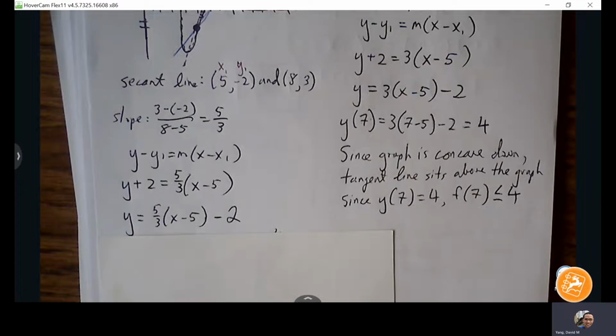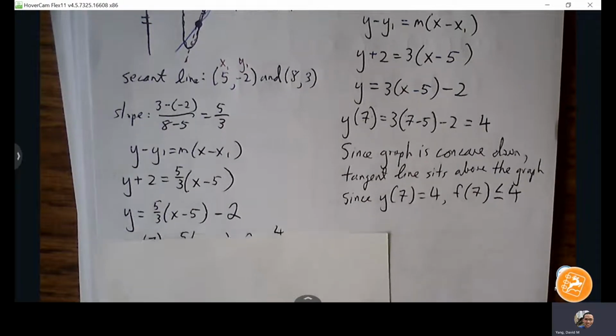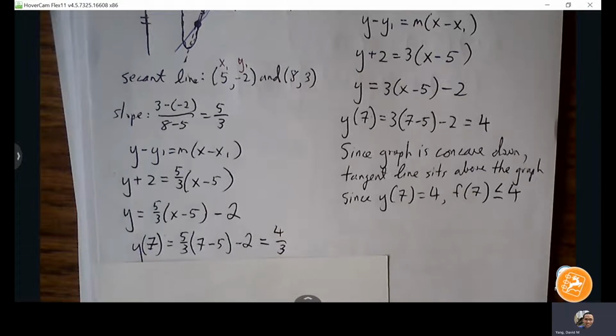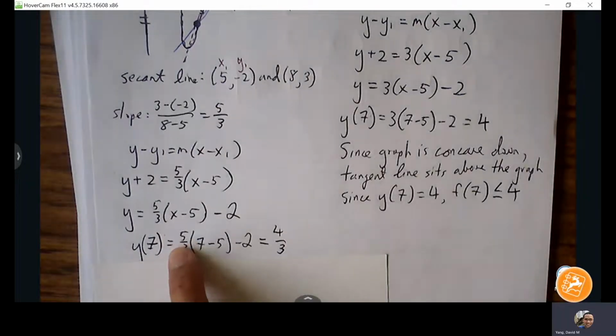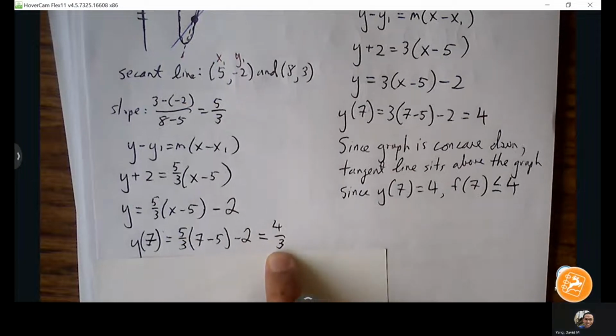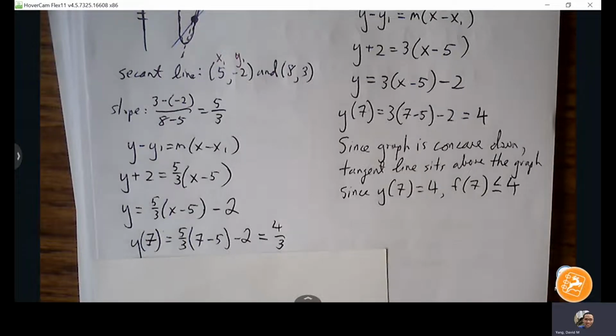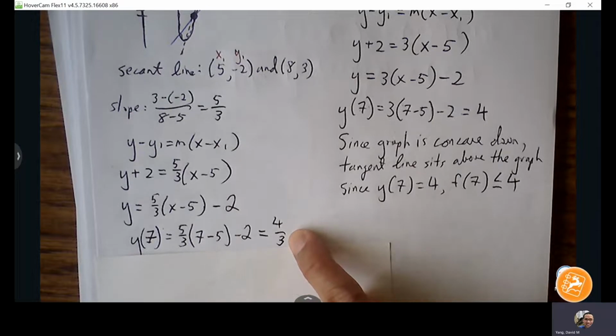And now let's figure out what the secant line gives us, right? Let's plug 7 into the secant line and see what that gives us. 7 minus 5 is 2. 2 times 5/3 is 10/3. 10/3 minus 6/3 is 4/3. So we know our secant line is giving us a y value of 4/3, and we know the secant line is sitting below the curve. So we can guarantee that because the secant line sits below the curve, the graph is going to produce a value that must be greater than or equal to 4/3.